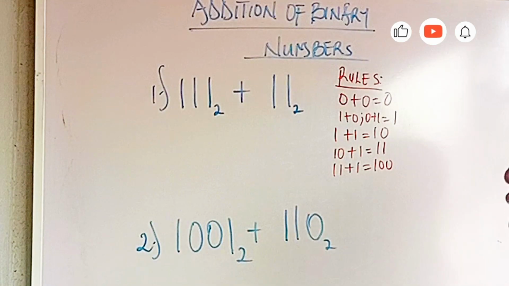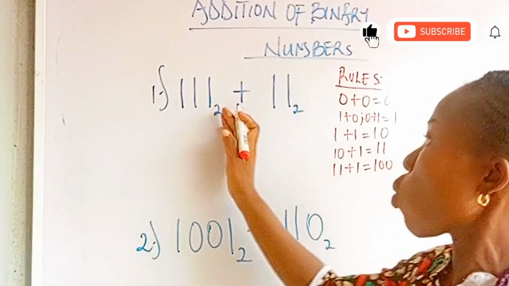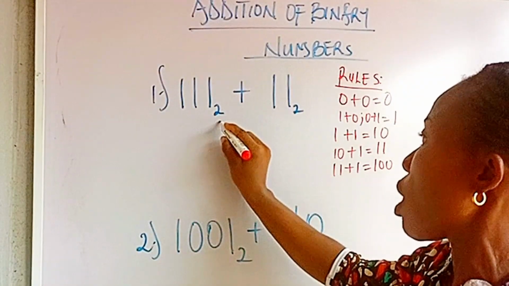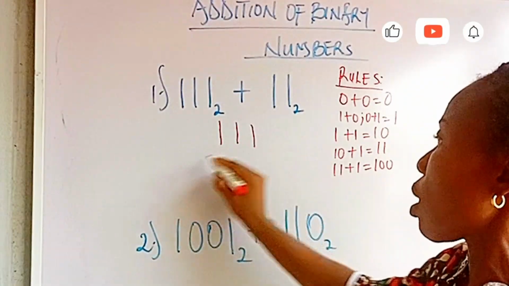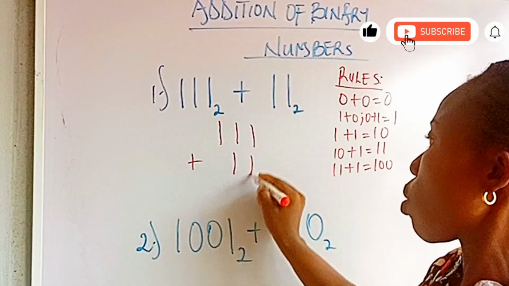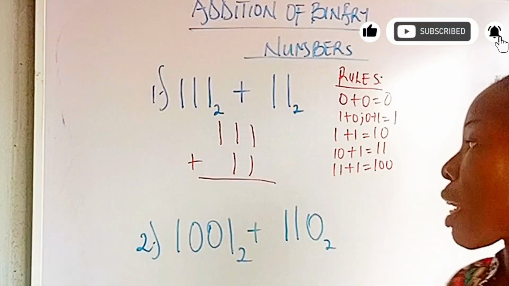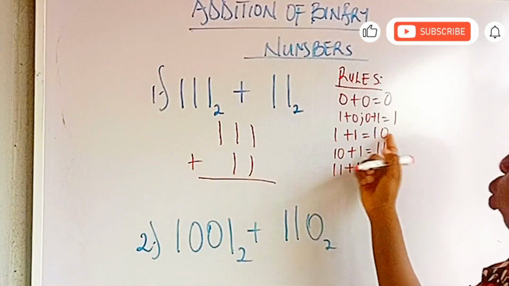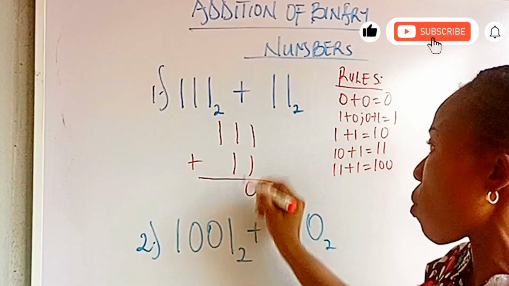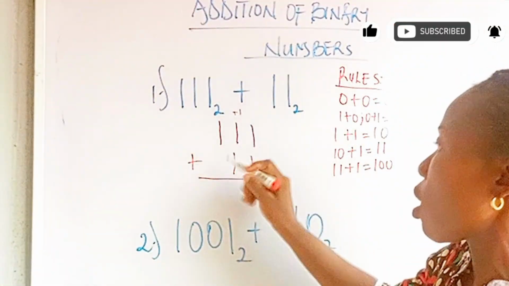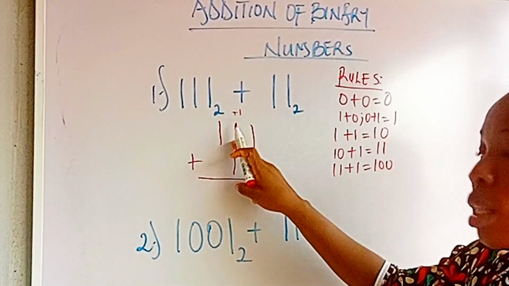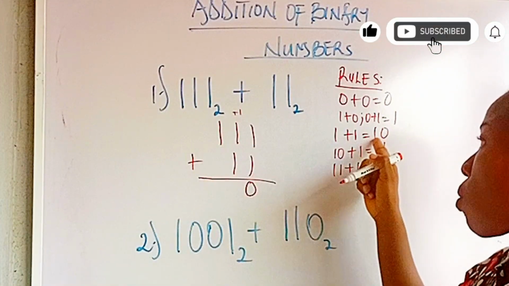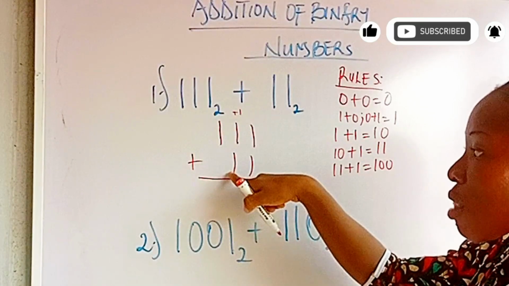So let's get started. Now we have 111 in base 2 plus 11 in base 2. So what do we do? Simply say 111 plus 11. Let's add that together. 1 plus 1, we go here. 1 plus 1 is 10. So we write 0 and carry 1. So 1 plus 1, the one you carried plus this one, is 10. 10 plus this one.